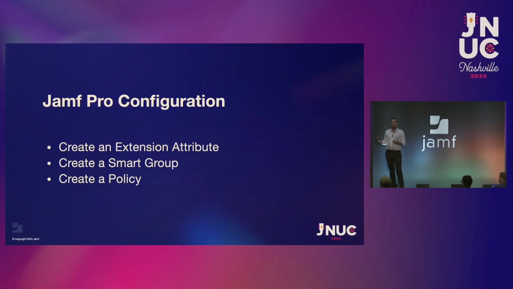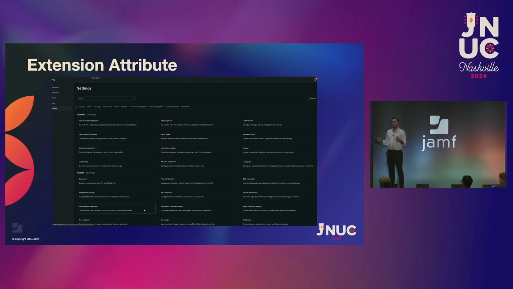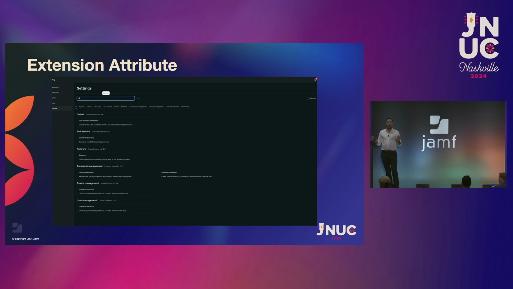What we need to do is we first need to create the extension attribute. We also need to then create a smart group, and then we need to create a policy. Fortunately, we're going to walk through it all together here. So first, the extension attribute. You just have to know how to do some clicks.